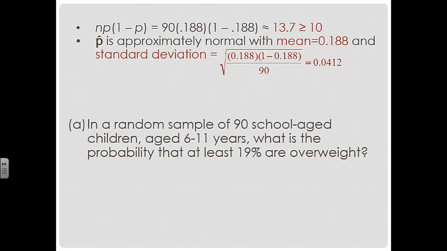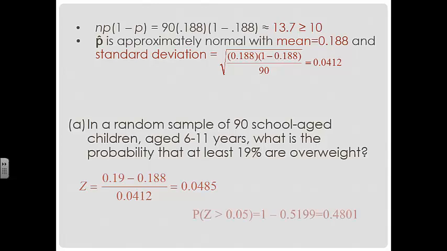So back to the original problem, what is the probability that at least 19% are overweight? So we need to find our z-score. So we take our 0.19, because that's our x, minus our mean, all divided by the standard deviation, and we get a z-score of 0.0485. So when you're looking at the table, you can just look for 0.05. And then we want greater than 0.05, so we need to subtract that area that we get. When we look at that z-score, we need to subtract that from 1 in order to get the correct probability.